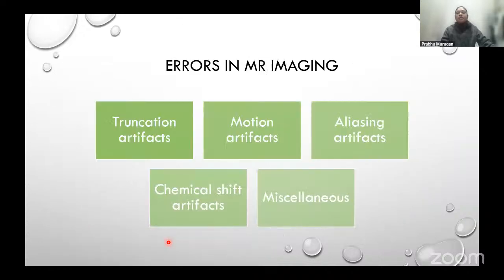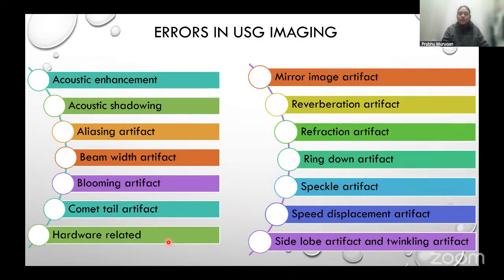So these are the errors that can happen in case of MRI imaging. Just remember the names. It's mostly not very useful for you. Okay. So when it comes to ultrasound imaging, these are the artifacts that can happen because of improper capturing of the sound waves, or because of the sound waves not traveling properly through the particular region of interest. So these are the errors in ultrasound imaging.